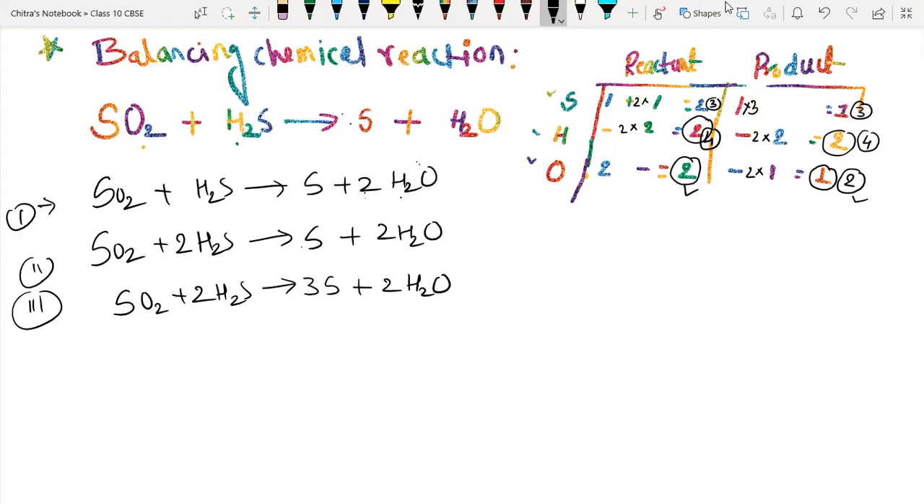Now finally we have to check whether all the elements have been balanced or not. So now sulfur, the number of sulfur is 3 on the reactant side. In the product side we have 3. Hydrogen we have on the reactant side 4, product side also 4. Oxygen on the reactant side we have 2 and product side also we have 2. That means our reaction has got balanced now. Okay, so this is the balanced chemical equation or reaction.